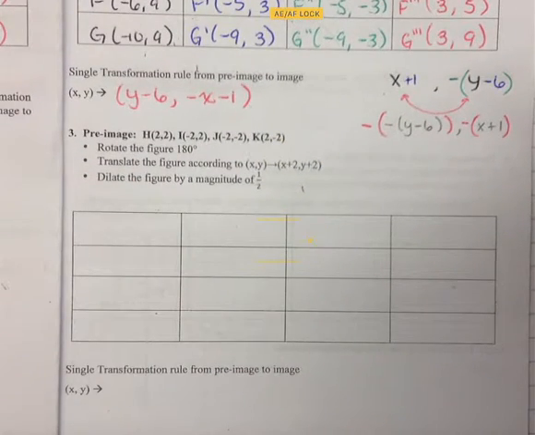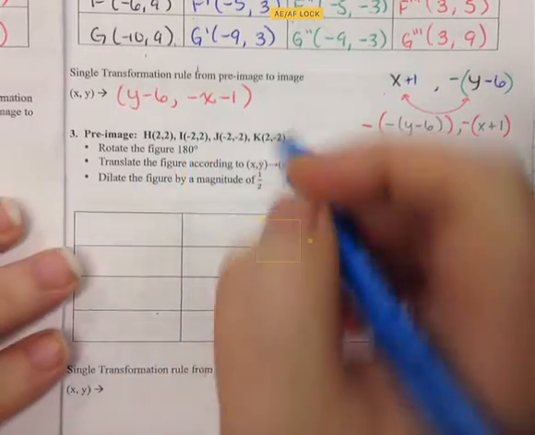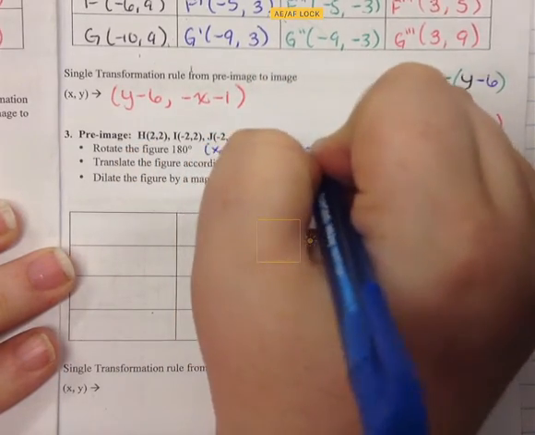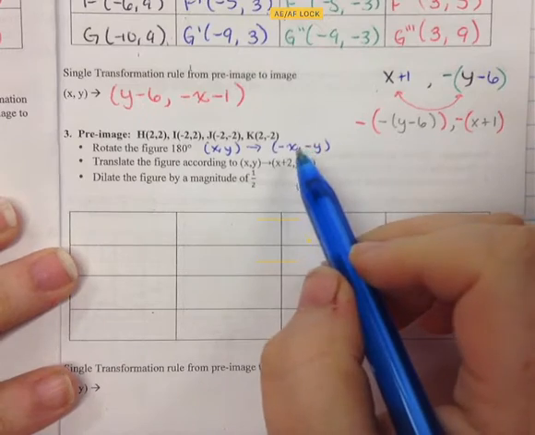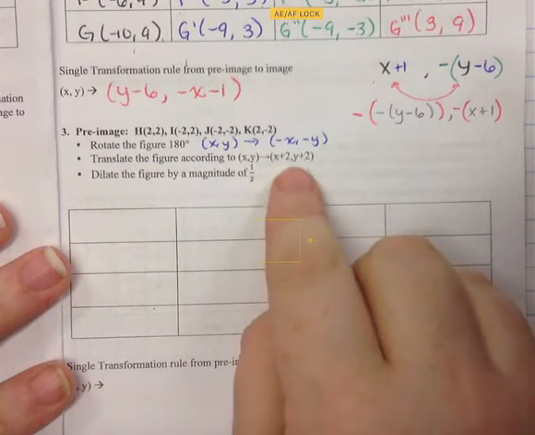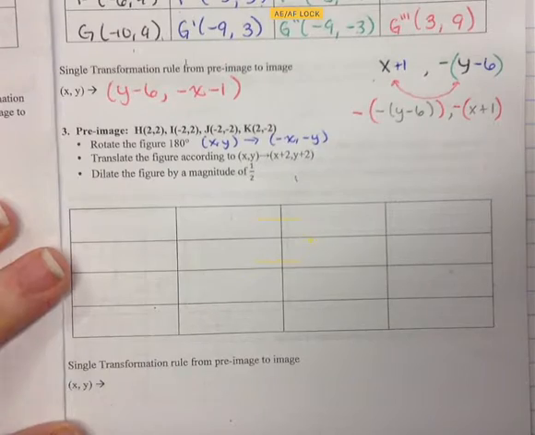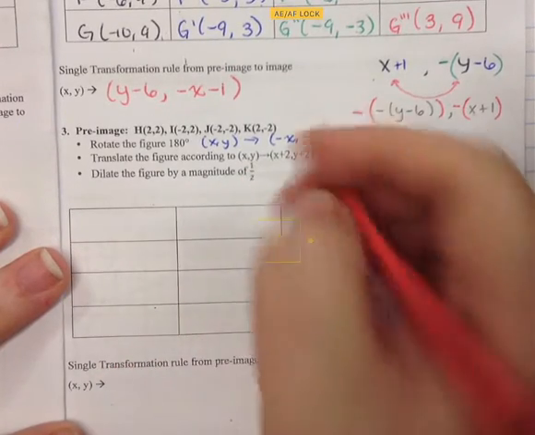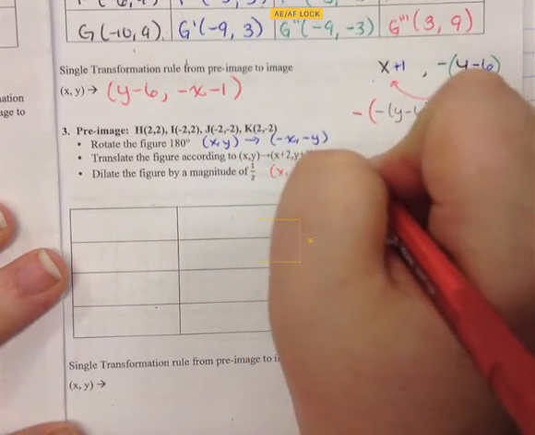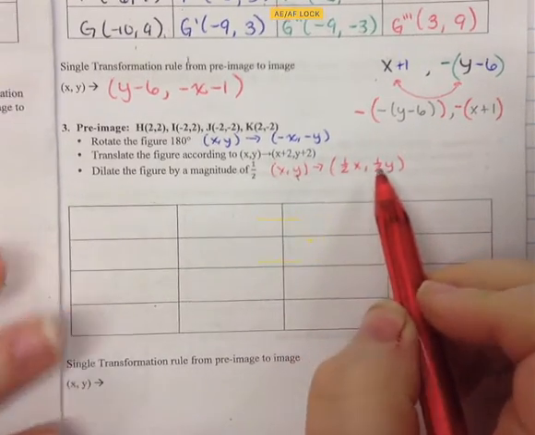Example 2, we're going to go ahead and write out the rules. Rotate the figure 180 degrees. That's that rule of x, y maps to negative x, negative y. You do need to know your rules for transformations, and you can do this quickly. The second rule is translate the figure according to this rule. We already have the rule, so that will be done in green. And then our final rule says to dilate the figure by the magnitude of 1/2. That's the x, y maps to 1/2 times our x and 1/2 times our y. That's dilate, you're going to multiply.